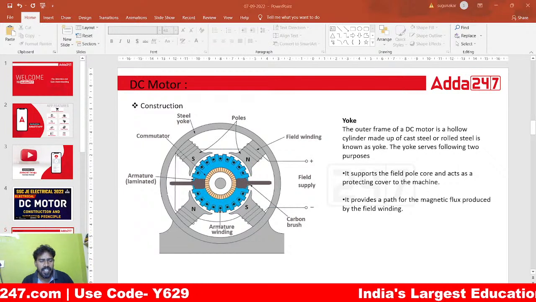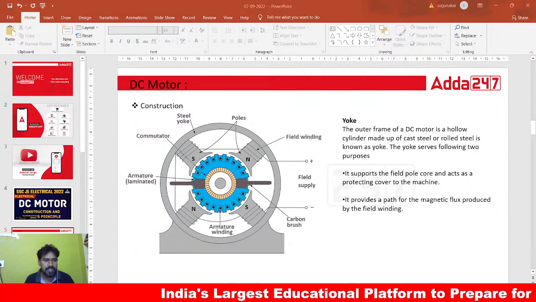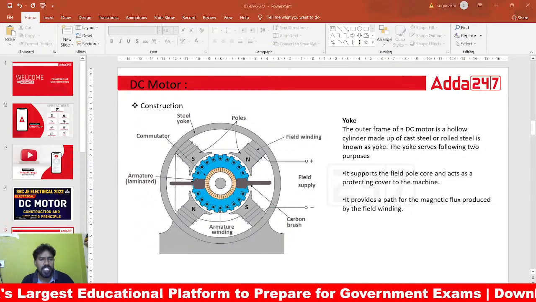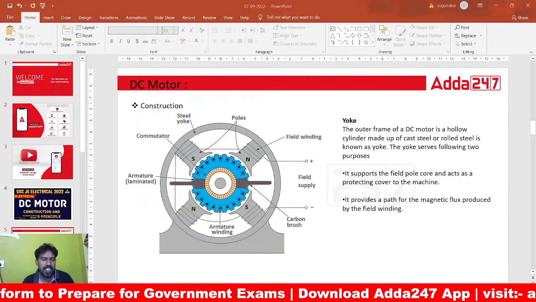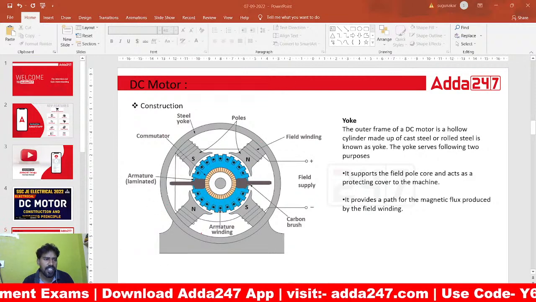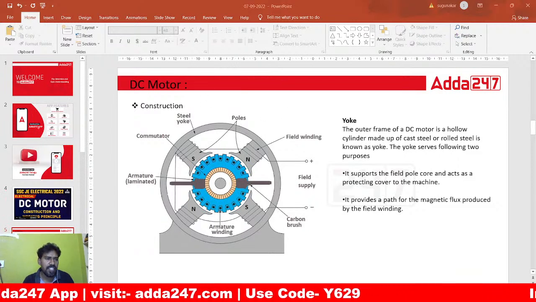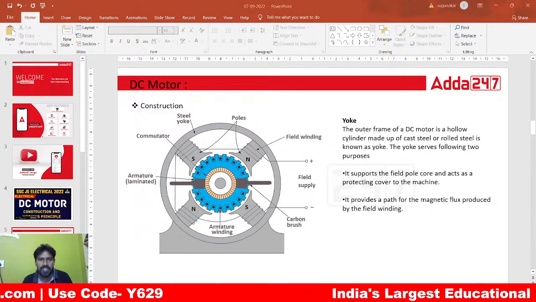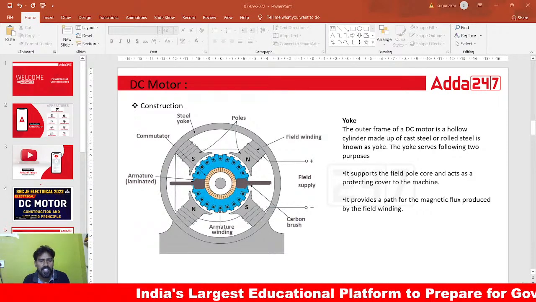This is the motor structure. We can see the structure of this motor. The motor mainly consists of two parts that we are focusing on. One is the armature, another one is the field winding. Another one is the core. This is the field winding, and another one is the armature. So mainly we focus on the two parts only: the field and the armature.